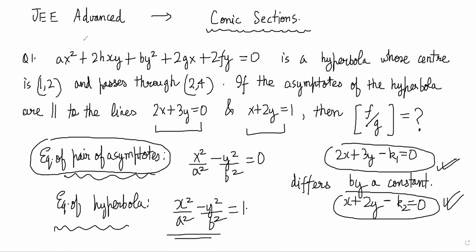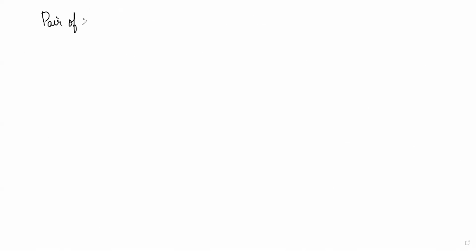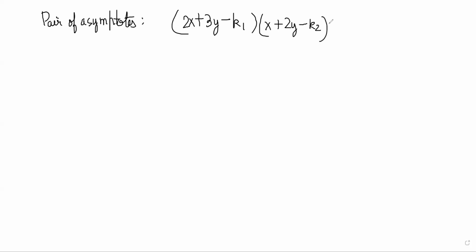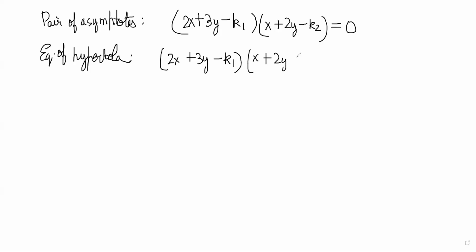So what we can say is the equation of pair of asymptotes would be 2x plus 3y minus k1 multiplied with x plus 2y minus k2 equals 0, right? So now that we know the equation of pair of asymptotes, we can say that the equation of hyperbola will be this equation plus some constant. So it should be 2x plus 3y minus k1 times x plus 2y minus k2 plus lambda equals 0. Why? Because the equation of the hyperbola and equation of pair of asymptotes will differ only by a constant, right?